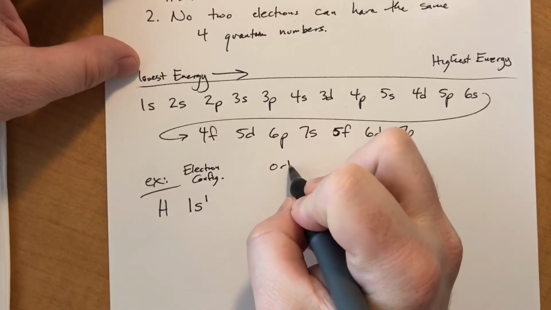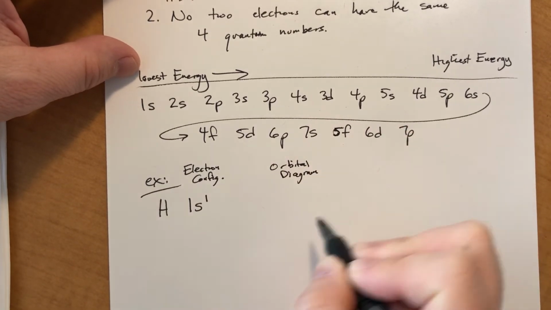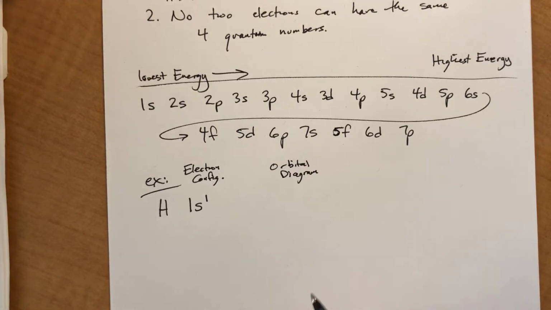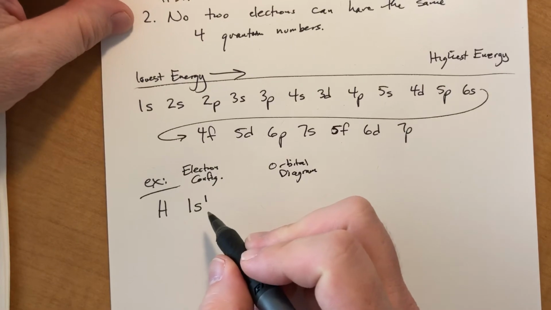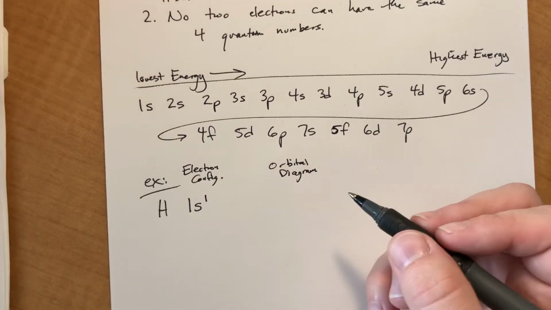I'm also going to draw the orbital diagrams next to it. You can do both at the same time. On a quiz or exam, I will ask for either electron configurations or orbital diagrams, so you need to know which one's which and how to do both. But essentially, the electron configuration is the standard, straightforward option. Orbital diagrams are the same thing with boxes and arrows.